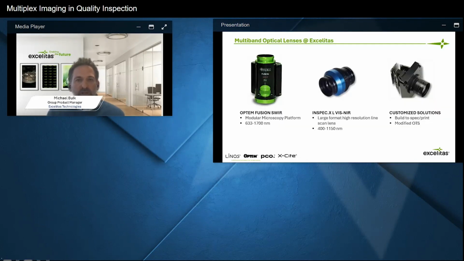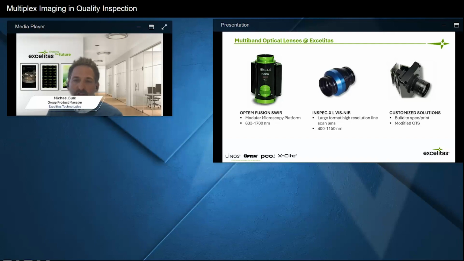In terms of Excelitas, here are a couple of lenses showing some of the multi-band capabilities we have from a lens perspective. At first we have the Optimum Fusion Sphere. This is part of a modular microscopy platform, and this lens system was designed to image from 633 nanometers to 1700 nanometers. This is a near sphere solution that can be used for applications in this area. One typical example is in the semiconductor area, where you want to image through silicon, and that's possible with wavelengths longer than about 1100 nanometers.